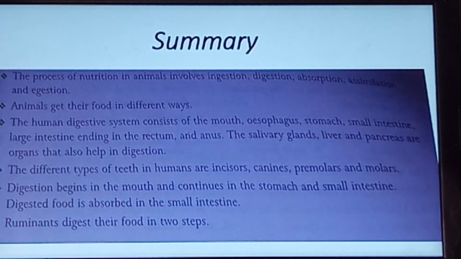The human digestive system consists of the mouth, esophagus, stomach, small intestine, large intestine, ending in the rectum and anus. The salivary glands, liver, and pancreas are the organs that also help in digestion. The different types of teeth in humans are incisors, canines, premolars, and molars. Digestion begins in the mouth and continues in the stomach and small intestine. Digested food is absorbed in the small intestine. Ruminants digest their food in two steps.